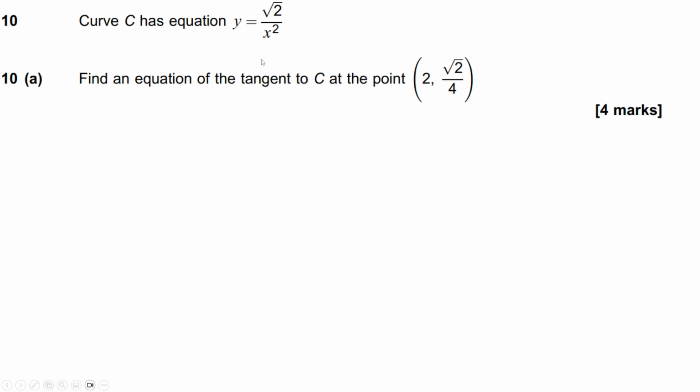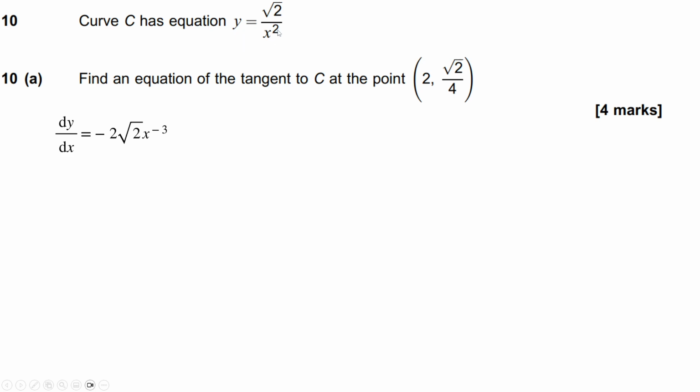Curve C has equation this. Find an equation of the tangent to C at the point 2 and then root 2 over 4. Okay, so first of all, differentiate this, we're going to find the gradient when x equals 2. If you differentiate this, it's going to be minus 2 root 2 x to the power of minus 3.